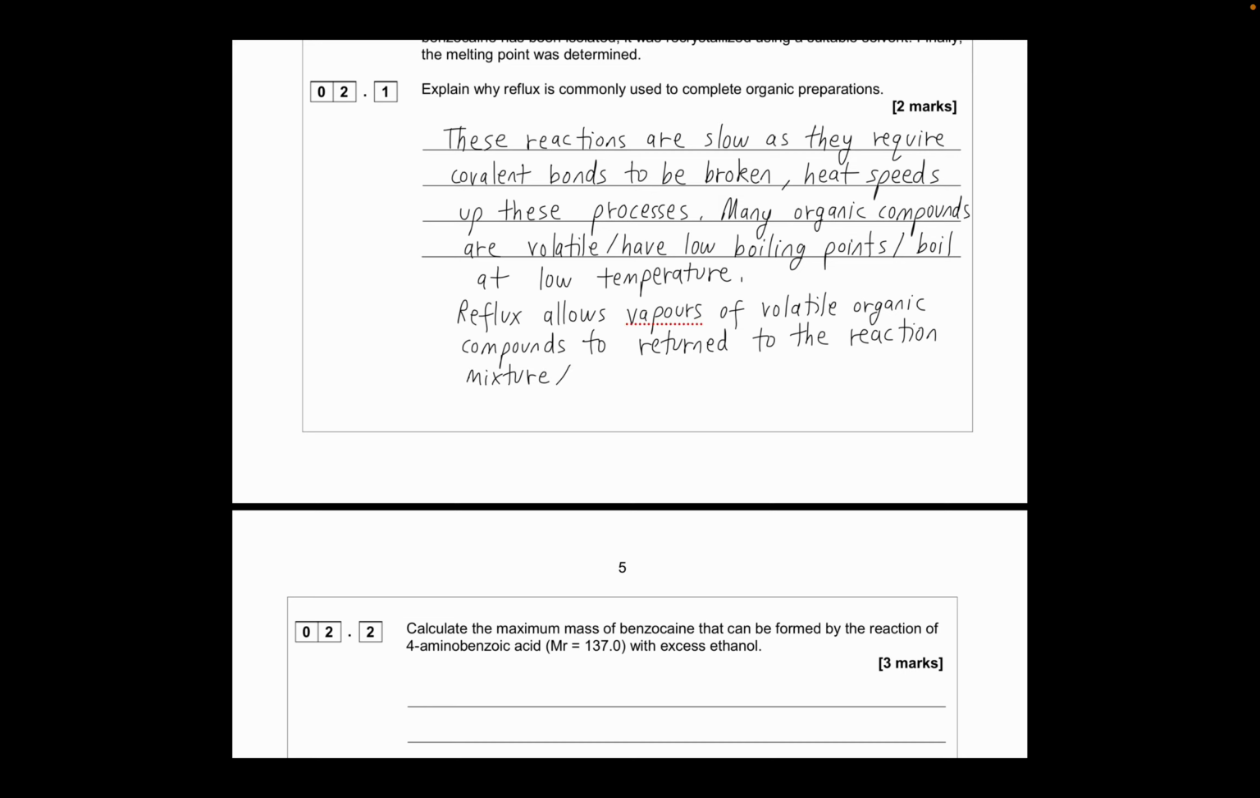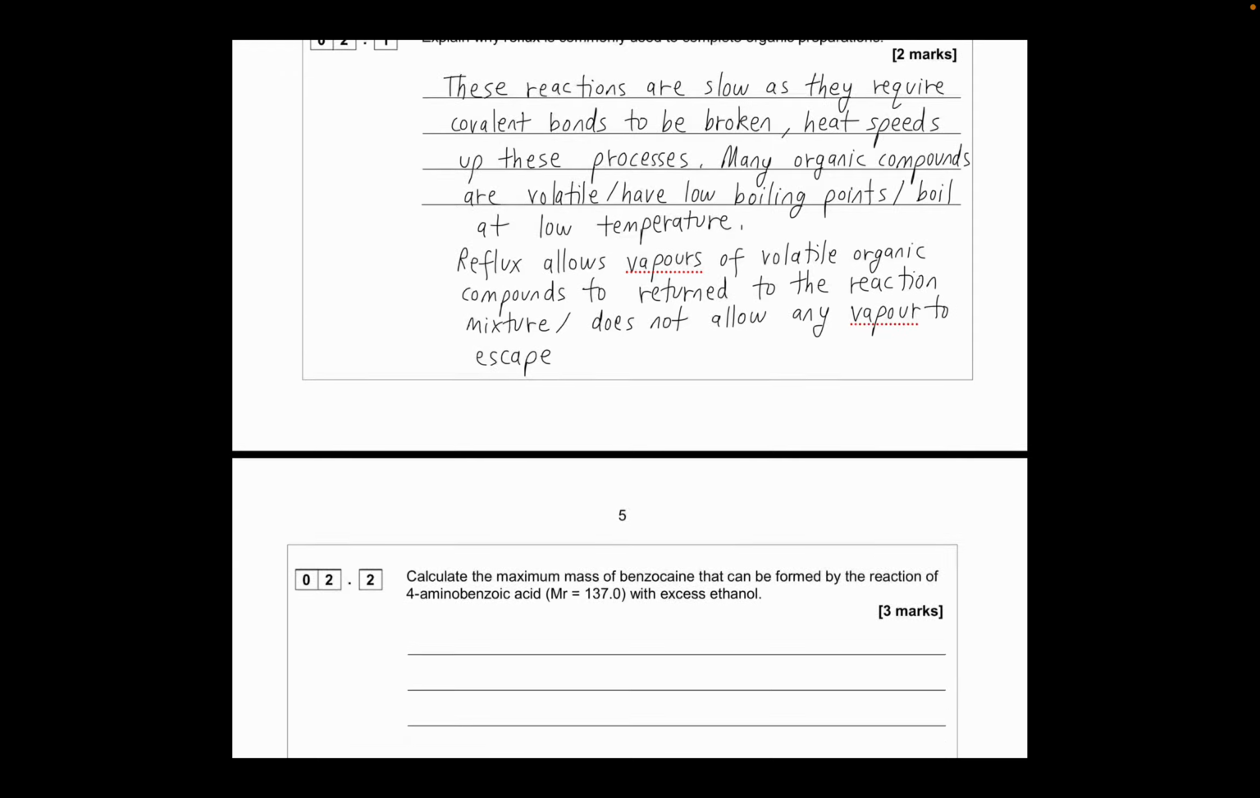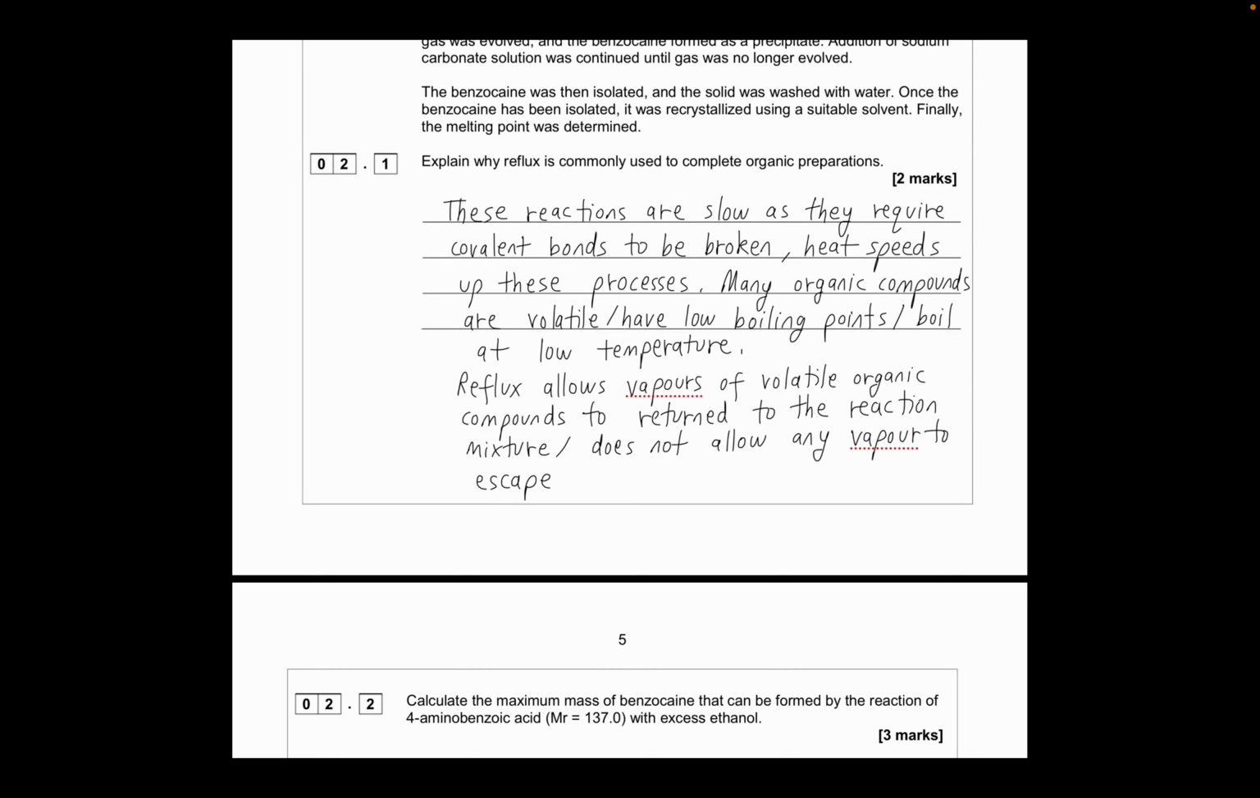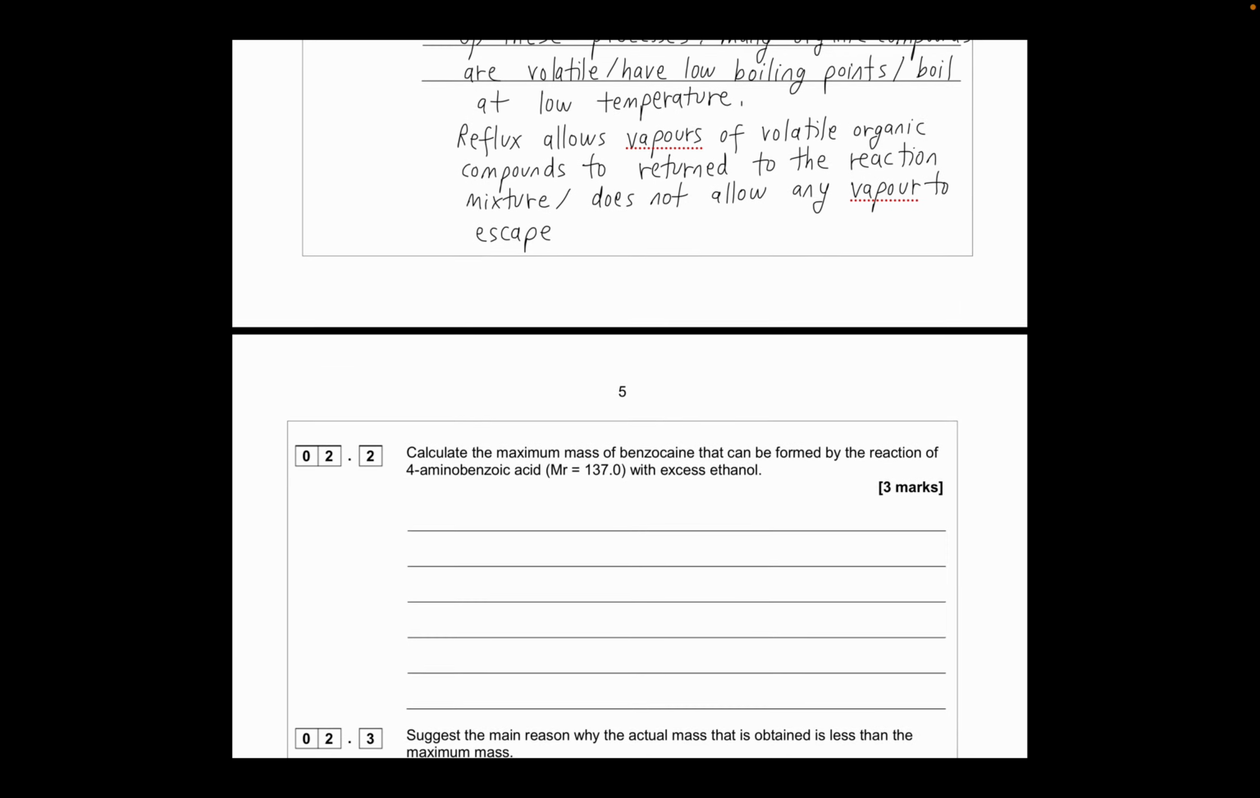Okay, and you can mention that reflux does not allow any vapor to escape. Okay, that's one of the points. This is for 2 marks.